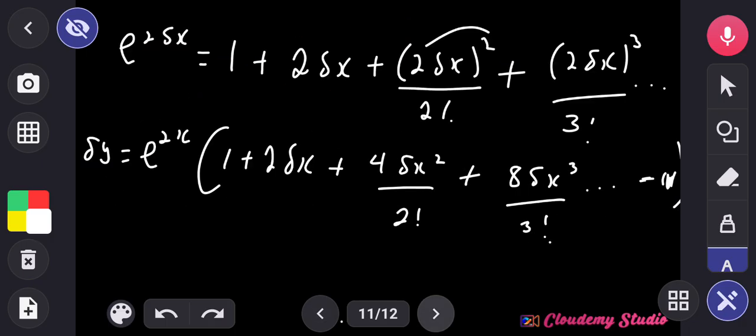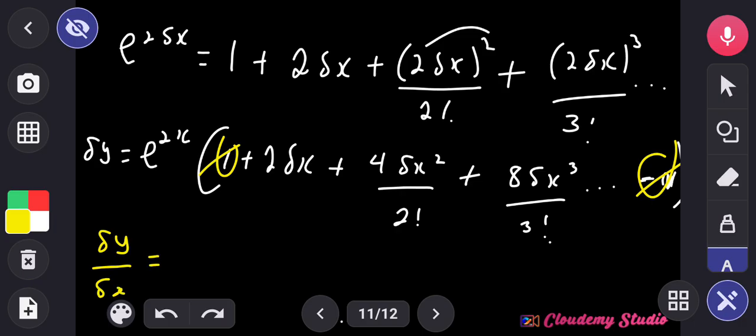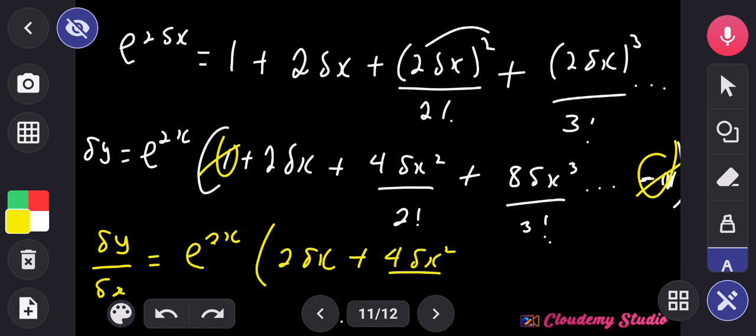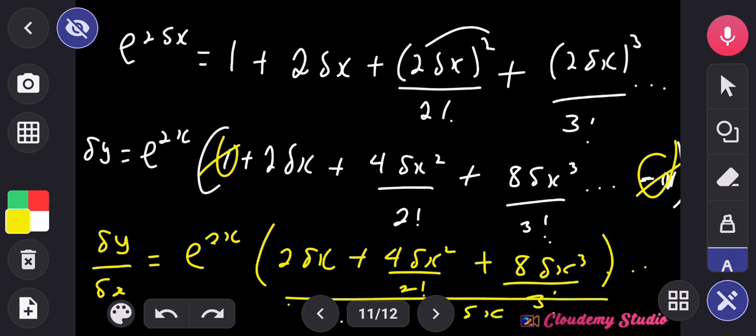You understand? Now, we have a positive 1 here and we have a negative 1, which means positive 1 cancels out negative 1. What's the next thing we are going to do? Divide both sides by delta x. So our dy upon dx is now going to be equal to exponential 2x into brackets 2x plus 4x squared upon 2 factorial plus 8x cubed upon 3 factorial, and so on, everything divided by delta x. So we can factorize delta x outside.